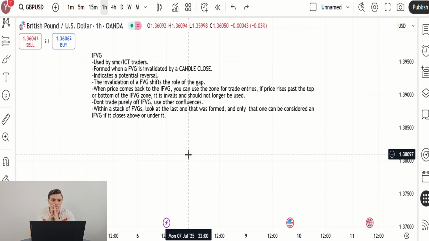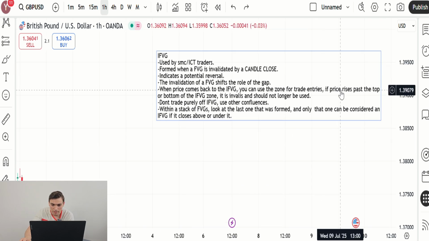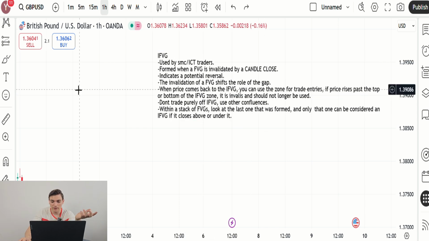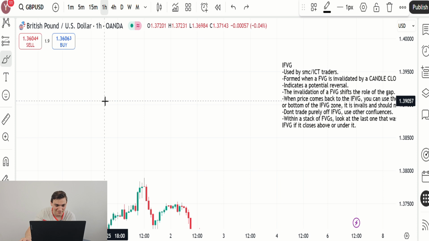So when price comes back to the inverse fair value gap, we can use it for potential trade entries. But if price goes through the inverse fair value gap, then we should no longer consider it, okay? Like I wrote down here, if the price goes past the top or the bottom of the inverse fair value gap zone, it is invalid and should no longer be used. What do I mean with this? I will draw it again. I could just have kept the same example.